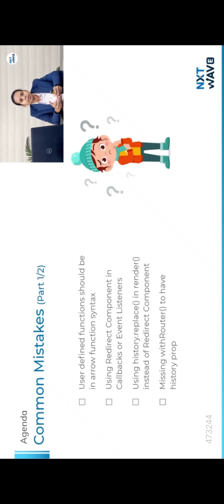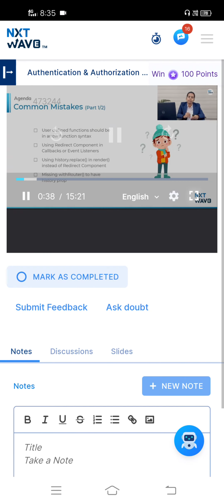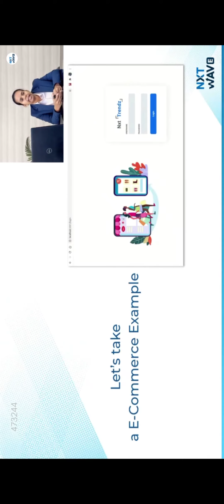Mistakes. So there you can see, right? In case of user-defined functions, another one is using history.replace in render instead of the redirect component, missing mistakes in detail. For that, let's take an e-commerce example.